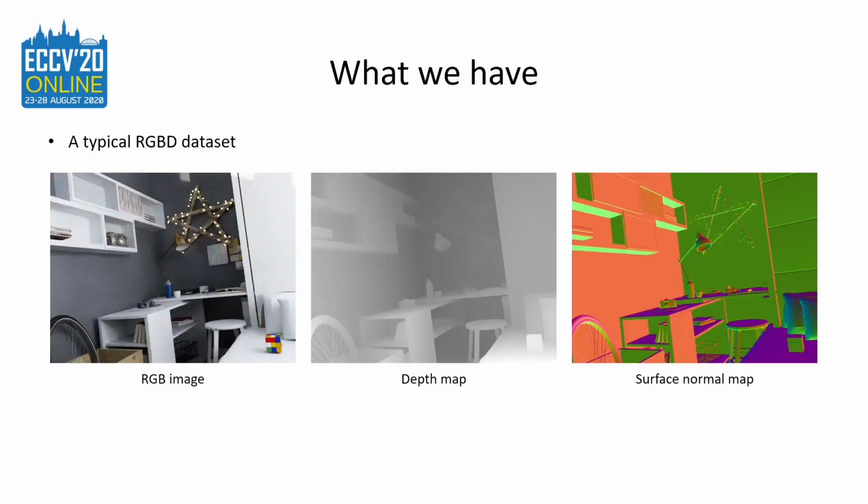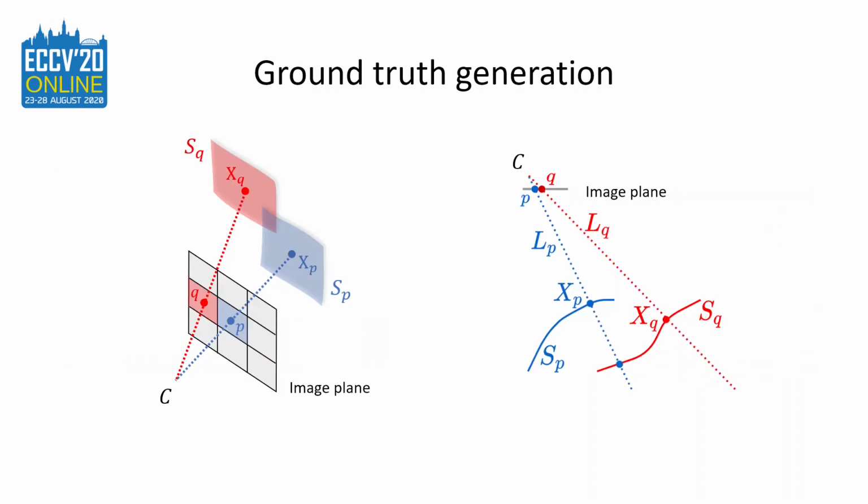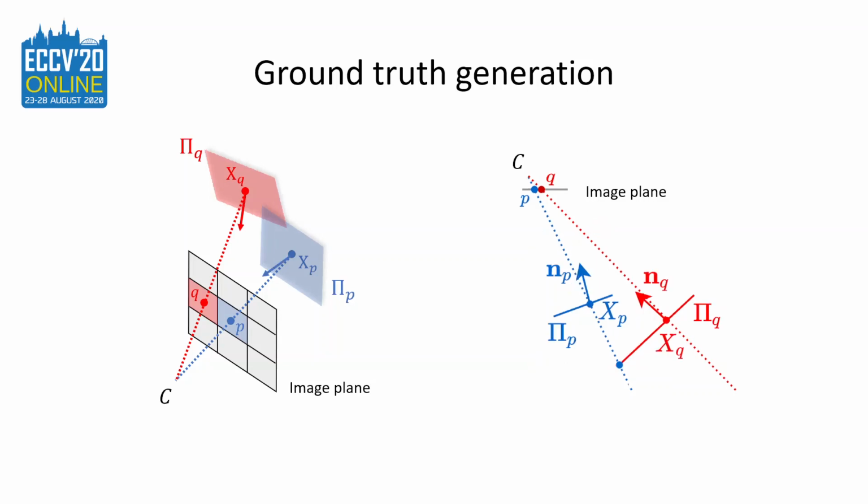Typically, what we have is an RGBD dataset. It contains RGB images, relevant depth maps, and surface normal maps, which offer information about visible surface locations and orientations. To generate occlusion relationship ground truths between surface patches, we first approximate surface patches SP and SQ by their tangent planes πP and πQ, and propose a generation method which considers tangent plane locations and orientations simultaneously.